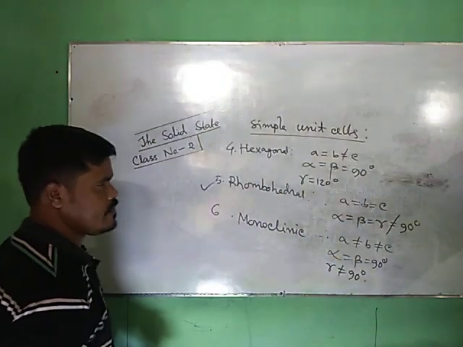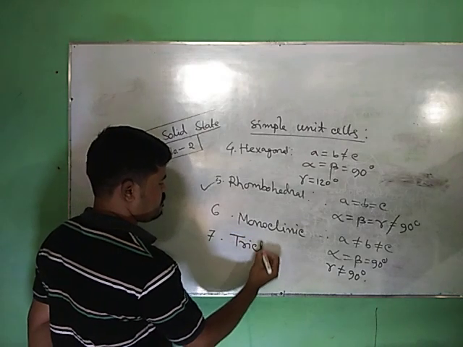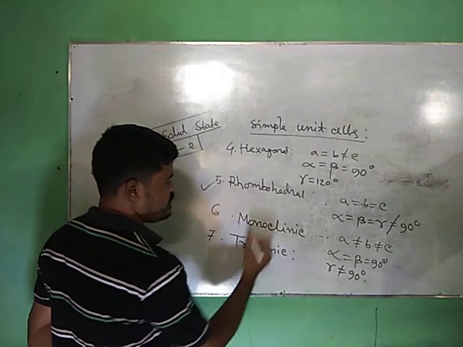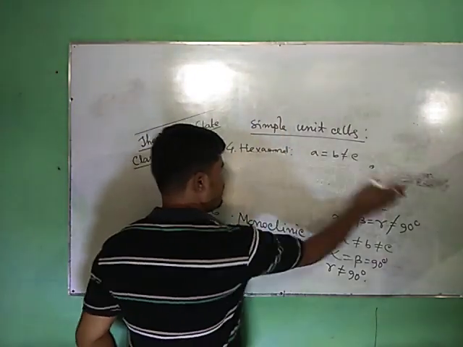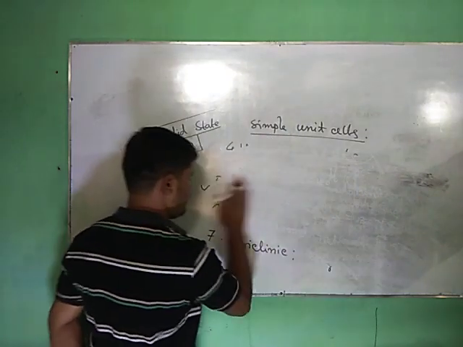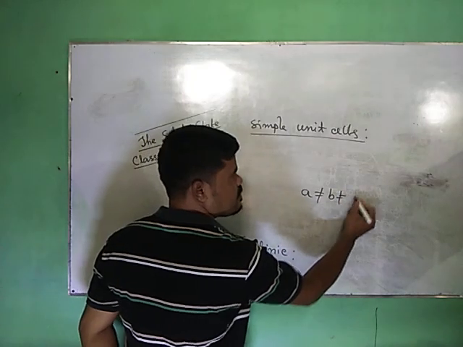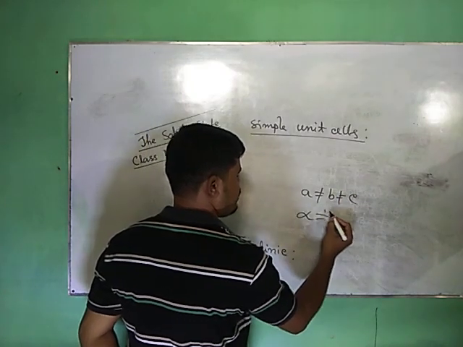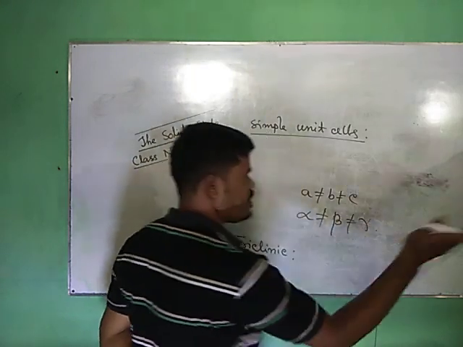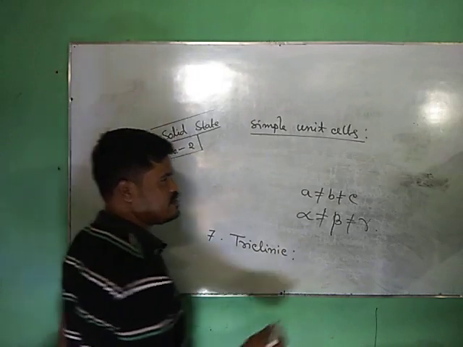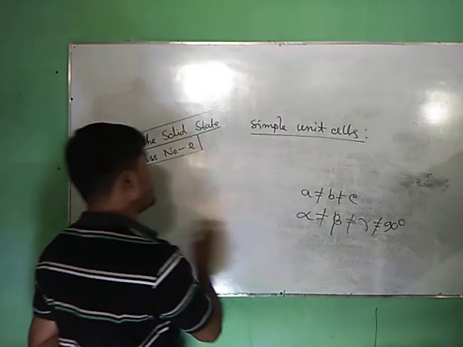Last, triclinic. Here all are different. a is not equal to b, not equal to c, and alpha is not equal to beta, not equal to gamma, not equal to 90 degrees. So it is called triclinic.